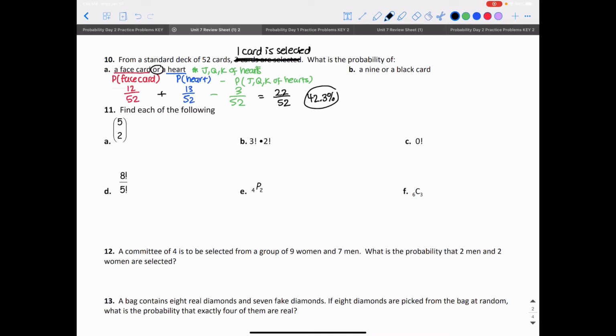For B, I want a 9 or a black card. So the probability of getting a 9 is, there are 4 9s in the deck out of 52. Then the probability of getting a black card, so probability of a black card is, there are 26 black cards out of 52 in the deck. I'm going to add these 2 together, and I'm going to subtract anything that they have in common. So there are 2 black 9s in the deck, so there are 2 9s that are black.